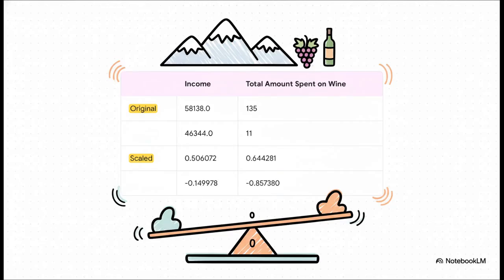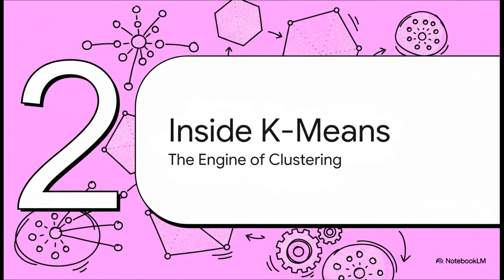And here you can see exactly what that does. Look at the original data up top. The income values are massive, totally dwarfing the wine spending. But check out the scaled data below. Suddenly, both variables are on a similar scale, hovering around 0. Now our algorithm can look at them both equally. Problem solved.